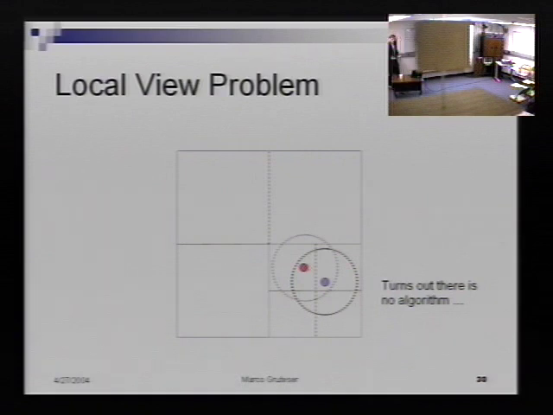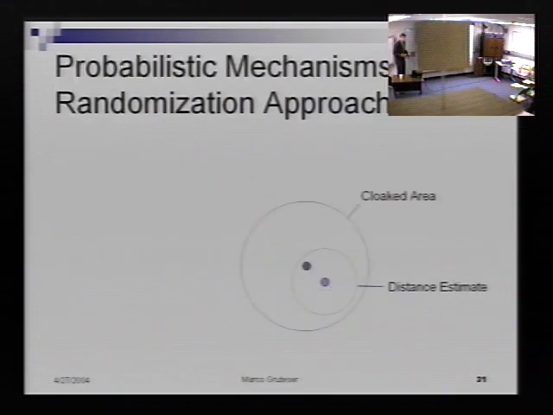Now, it turns out that under these assumptions, there is actually no possible algorithm that computes exactly the same area, starting with a different view of the world. So what we can do is take a simpler approach: if we cannot absolutely determine such an area, let's just use a probabilistic algorithm which has a fairly high chance of coming up with such a good area. You can take a much simpler algorithm that starts out with your actual position as the distance estimate, and then randomly displaces your own position within that distance estimate. And then as a cloaked area, we choose a larger circle that encompasses all possible positions of other users.